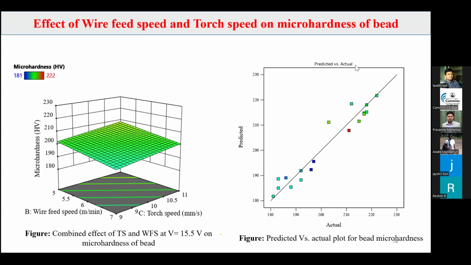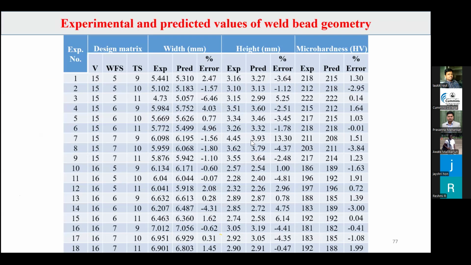This is the graph between predicted and actual, and these points are also close to the actual ones. Now here you can see the difference between experimental value and predicted value. So these are the 18 different experiments. These are the three different independent parameters, that is voltage, wire feed speed, and torque speed. Now this is experimental width, means the width of the bead.